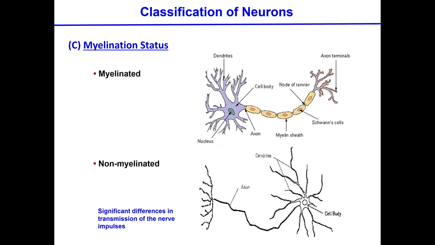Another important difference in terms of the types of neurons is related to the so-called myelin. Myelin sheaths is something that you find in a good proportion of neurons.